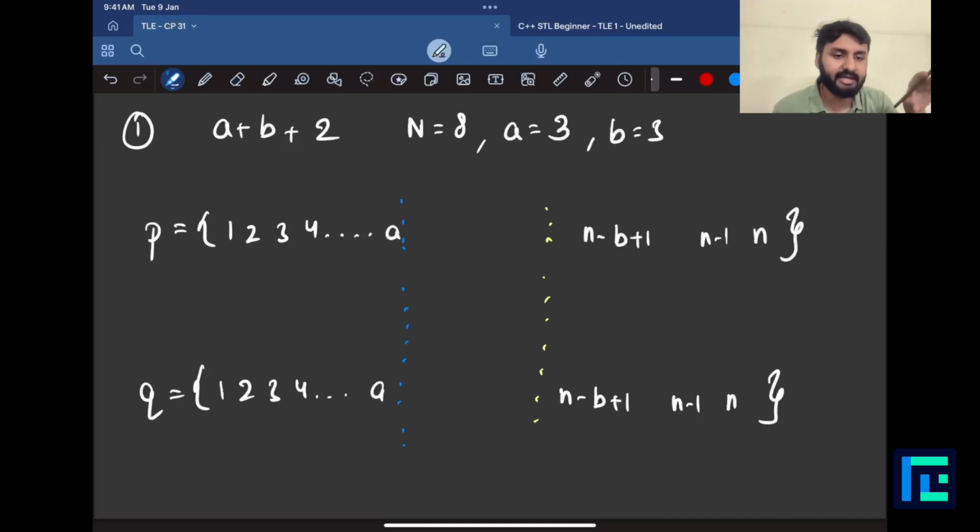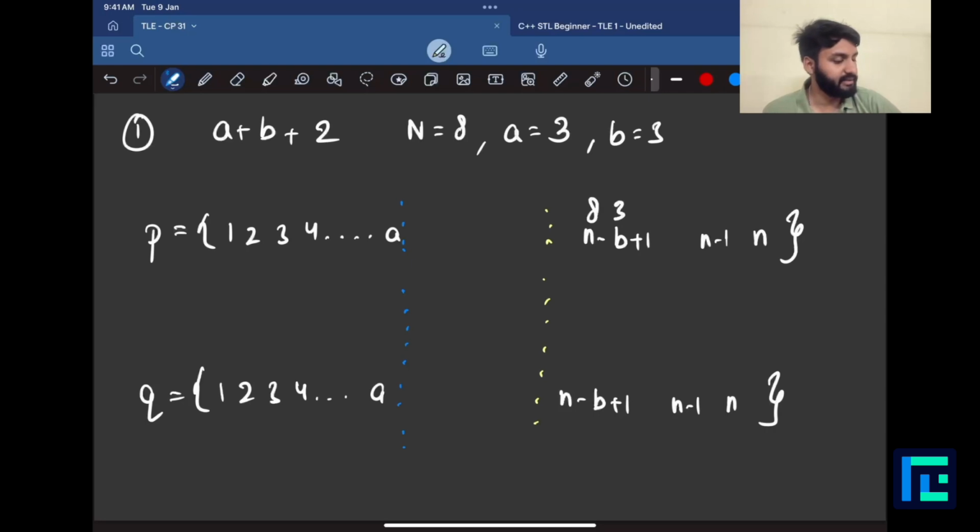This assures me that, if we took an example, 8 minus 3 plus 1 would have given me 6. So this is 8 minus 3 plus 1, which would have given of course 6. So 6, 7 and 8 would have given me the last 3 numbers to be equal in both p and q, which would have created a 3-sized suffix. So this is good to go.